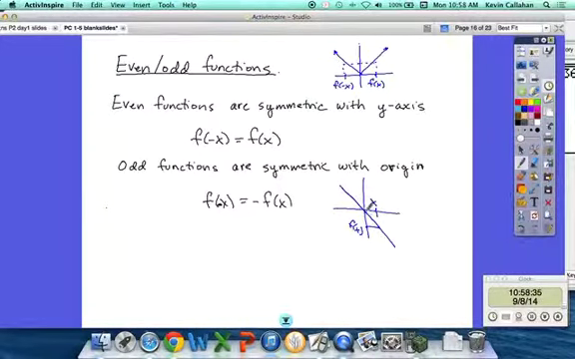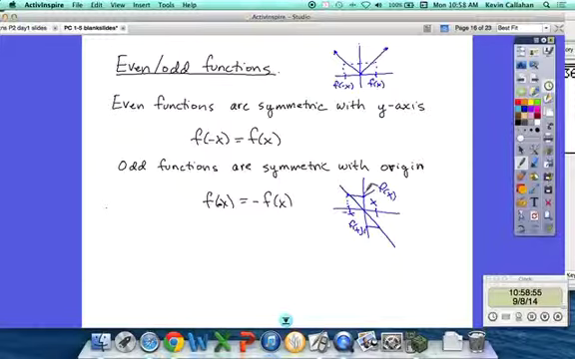But negative x would be the same distance to this side, and the value of the function is the opposite of this one. It says that's f of x. This is negative f of x. Right? The y value is flipped.